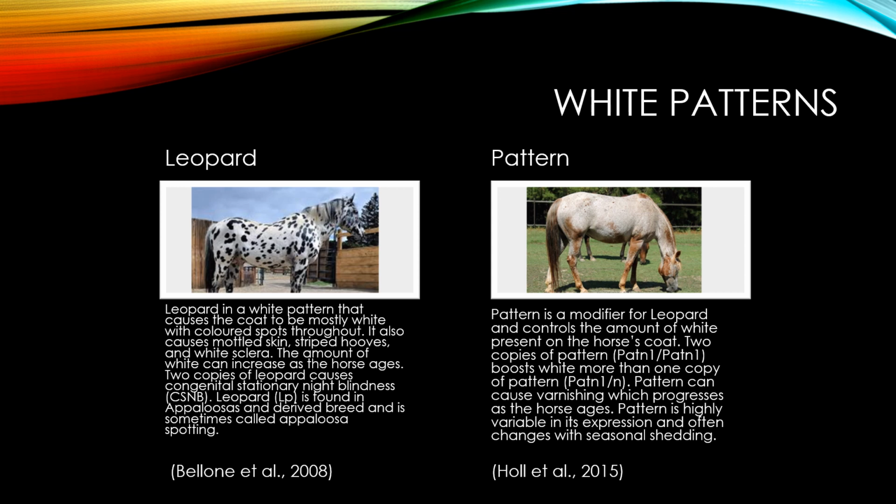Pattern is a modifier of leopard and controls the amount of white present on the horse's coat. 2 copies of pattern boost white more than 1 copy. And pattern causes varnishing, which progresses as the horse ages. Pattern is highly variable in its expression and often changes with seasonal shedding.